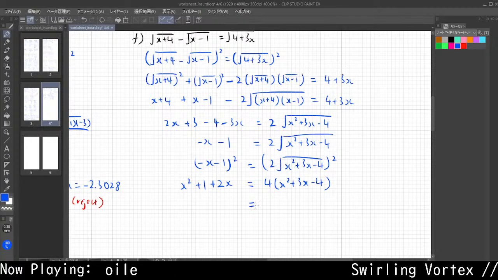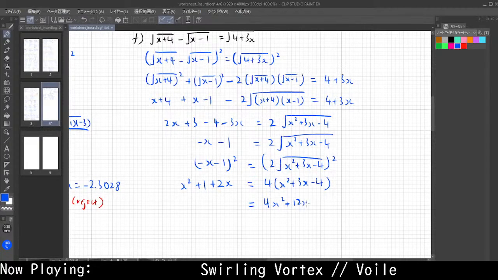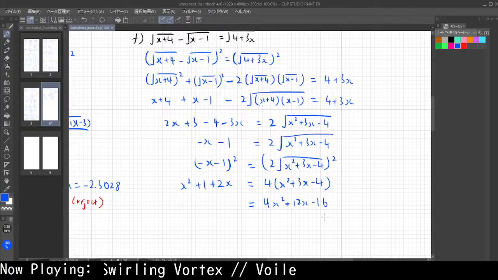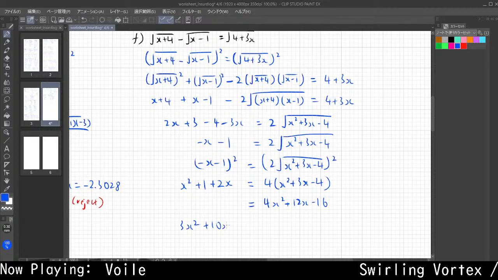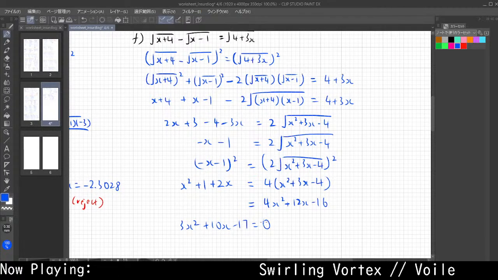Square on both 2 and square root, so the square root disappears, 2 squared is 4. 4 multiply inside. Rearrange terms. You get this much.